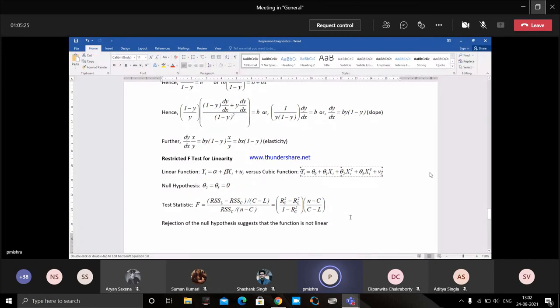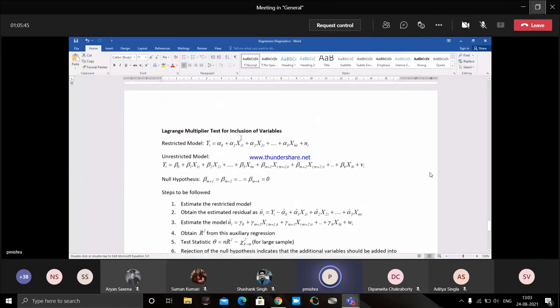So if the null hypothesis is rejected, it basically suggests that at least one of theta 2 and theta 3 is not 0. Hence the function is not linear.